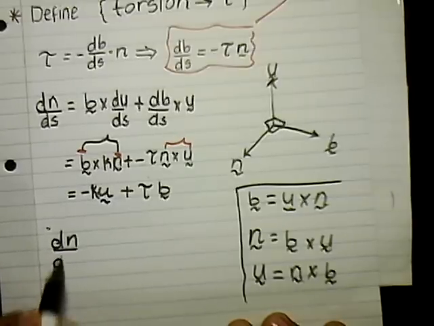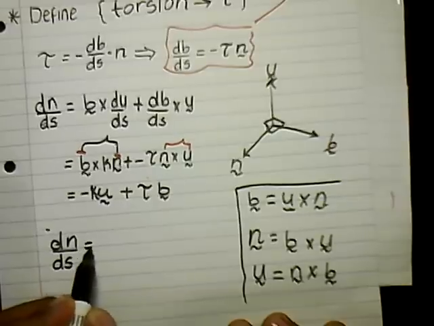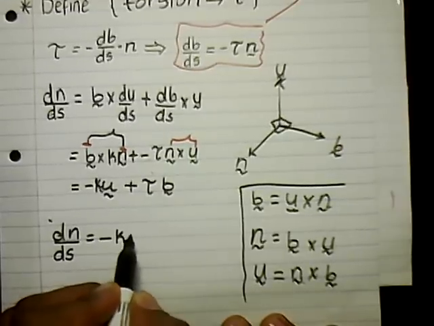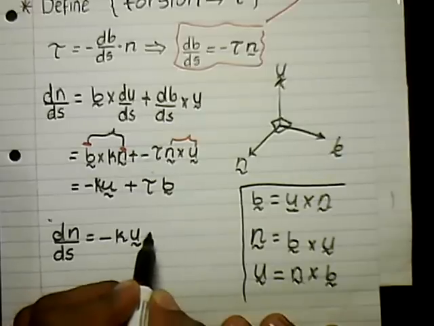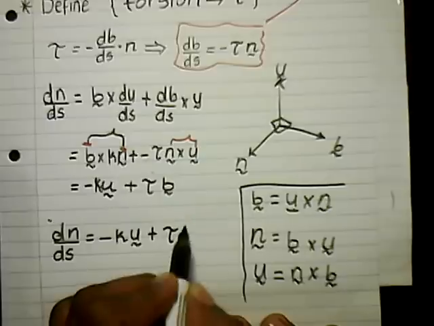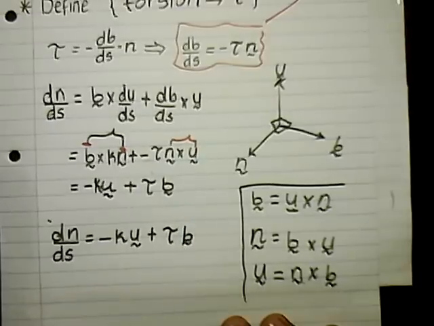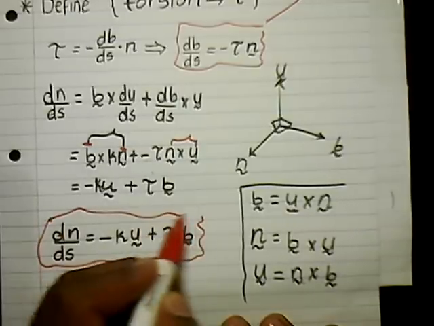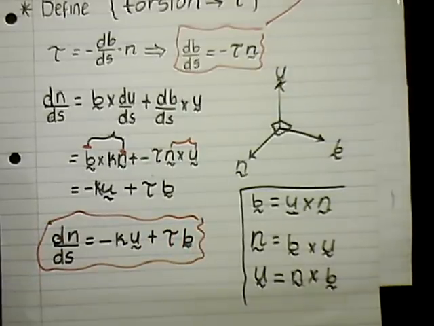dn/ds is equal to negative kappa multiplied by vector u plus tau multiplied by vector b. Okay, so this is what dn/ds is. Now we're going to the Serret-Frenet formulae.